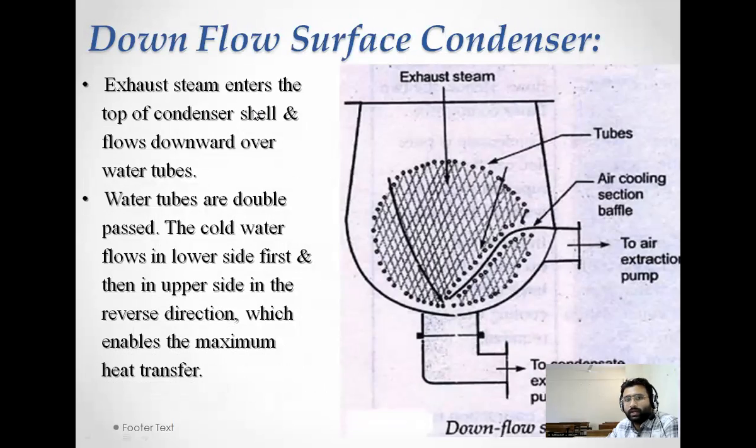So downflow: exhaust steam enters the top of the shell and flows downward over the tubes. Water tubes are double pass. The cold water flows in the lower side first and then the upper side in the reverse direction, which enables maximum heat transfer. In both cases, steam enters from the top, but in downflow, air is extracted at this junction, and in central flow, air is extracted from the axial direction.